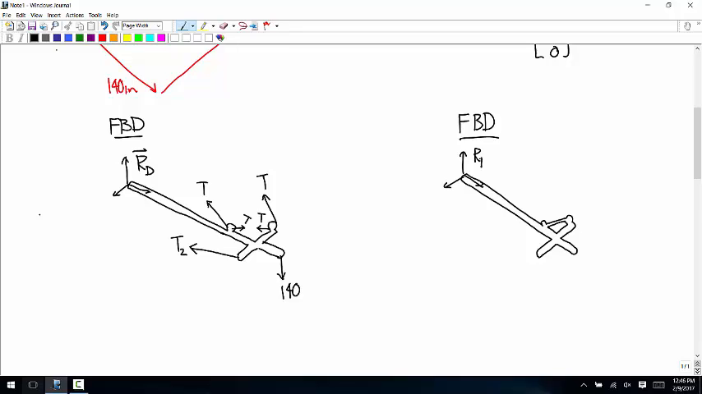Then you have this force RD, T there, T there. These two T forces on the other side of the pulley are now internal loads, and so they don't show up. 140, T2. Okay.